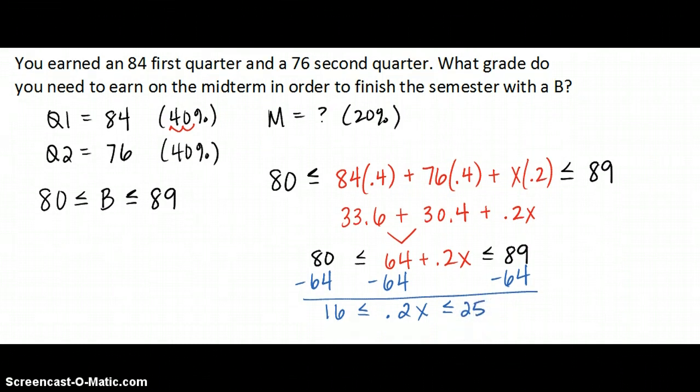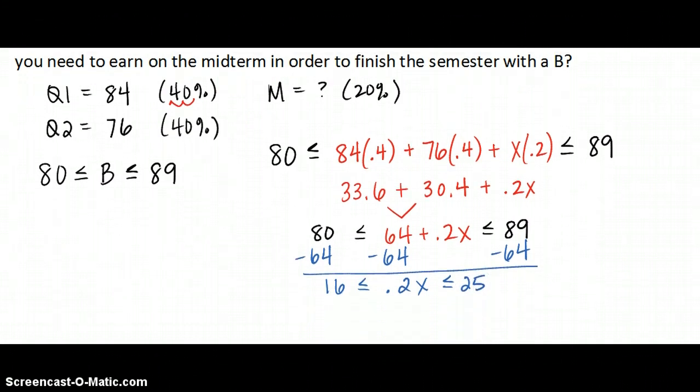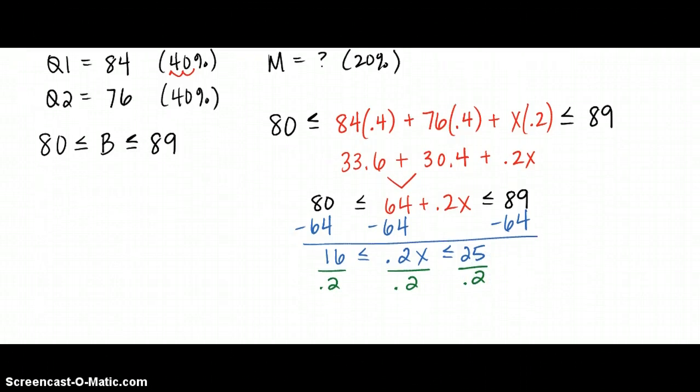My last step, again I want to get x by itself, is to divide all 3 parts of my inequality by 0.2. That would be 16 divided by 0.2, which is the same as 16 times 5. So that gives me an 80 as my lower bound. x is going to be the grade on my midterm, and 125 is my upper bound. So what that tells us is, since we can't get 125% on our midterm, if we want a B for the semester, we need to earn at least an 80 on our midterm exam.